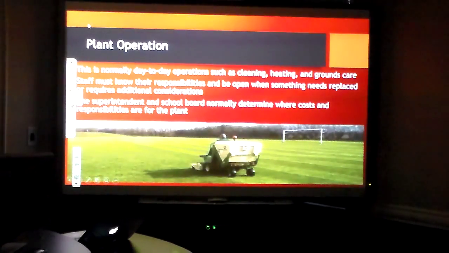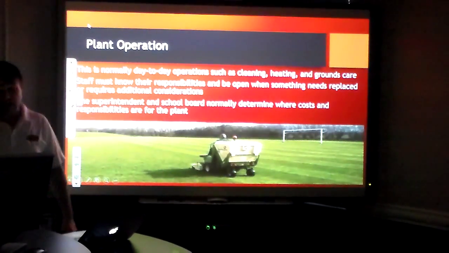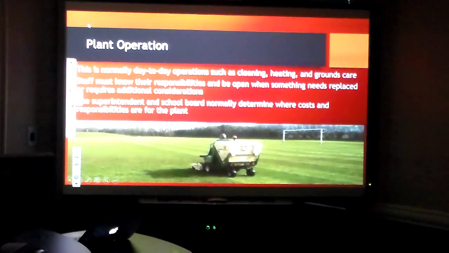Plant operation is day-to-day stuff. This is cleaning, heating, and grounds care. Most of the time you can say that plant operation has a general routine. Staff have to know their responsibilities and be open when something needs replaced or requires additional considerations. The superintendent and school board will normally determine where costs and responsibilities are for the plant upkeep.